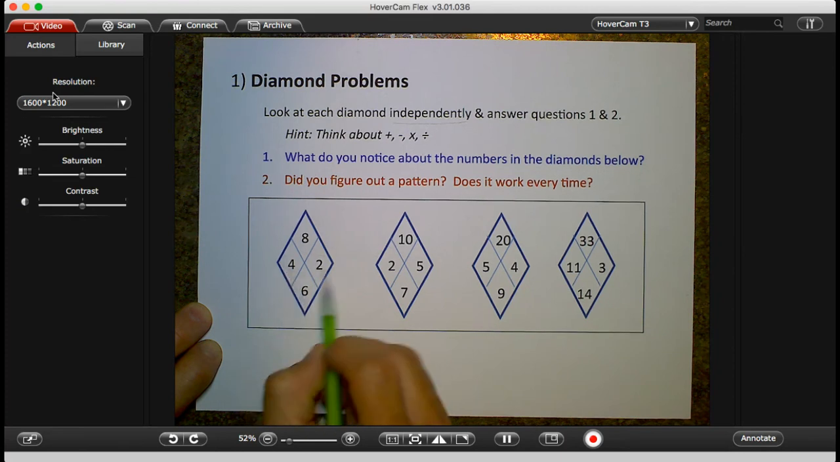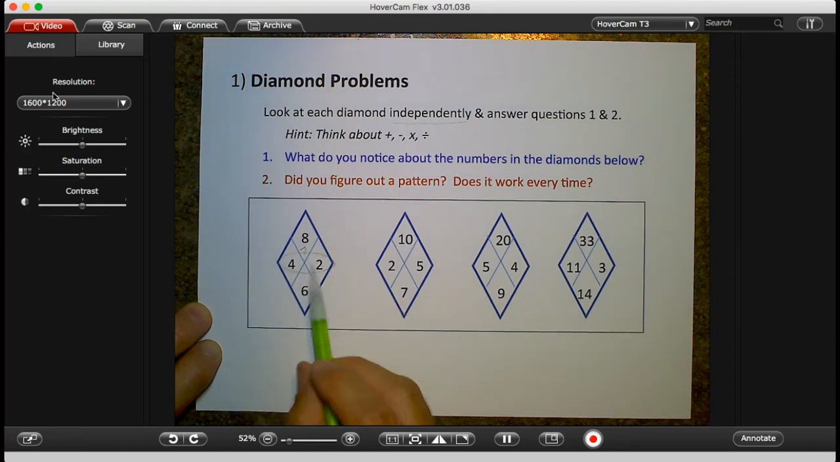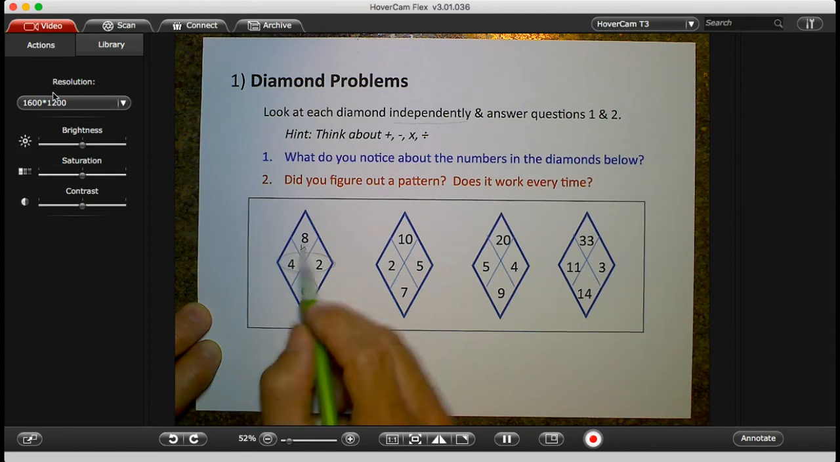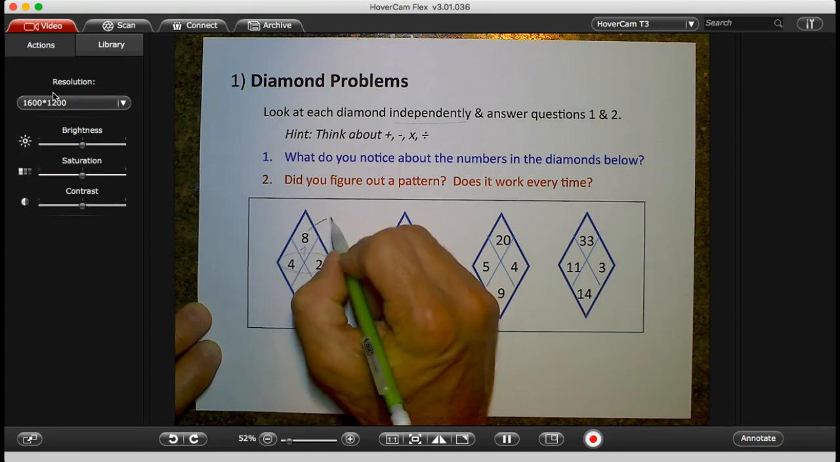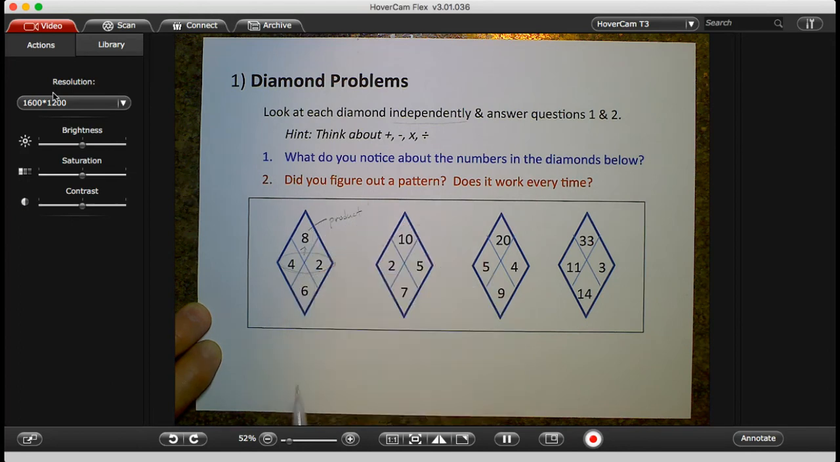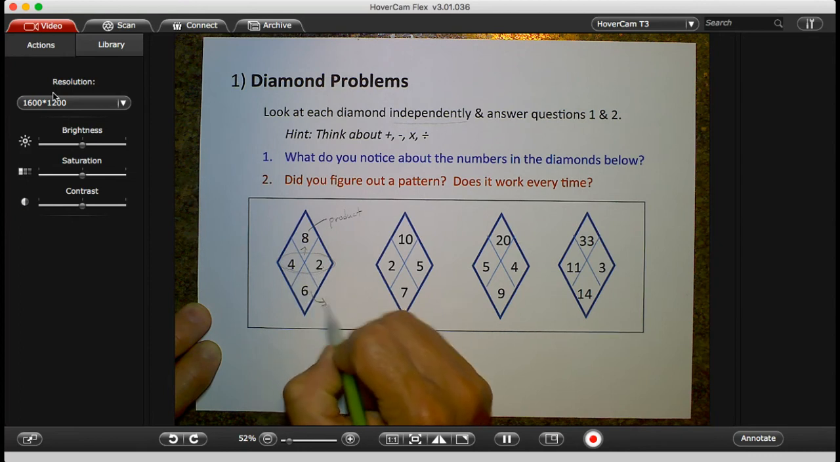What do these 2 numbers have to do with the top number? How could these 2 interact to get the top number? So 4 times 2 is 8. So 8, we could call that the product, because that's the answer to a multiplication problem. And then 4 and 2, how do they interact to get 6? Well, 4 plus 2 is 6. So the 6 down here would be the sum.